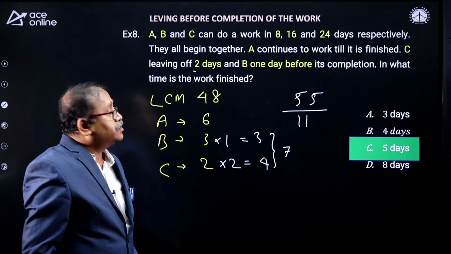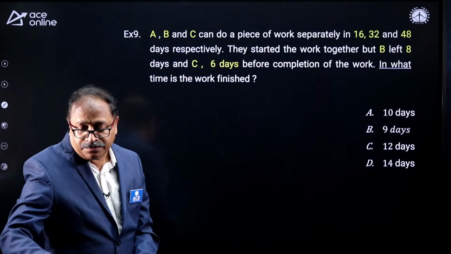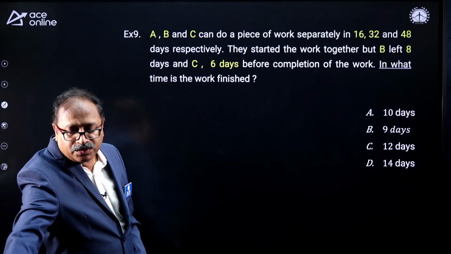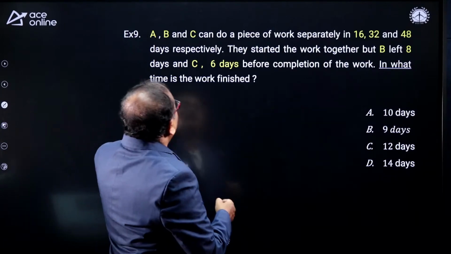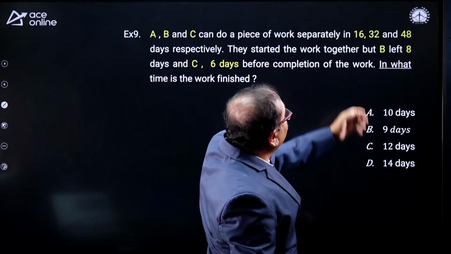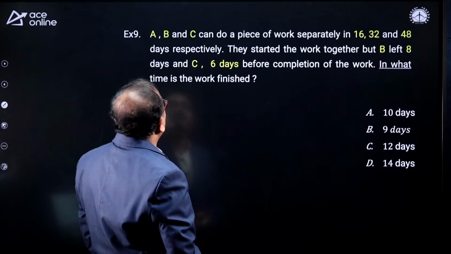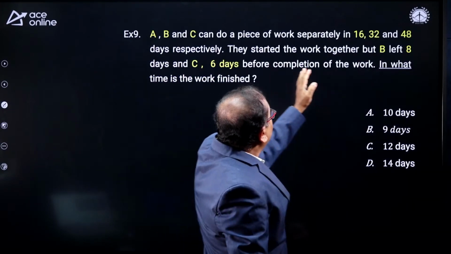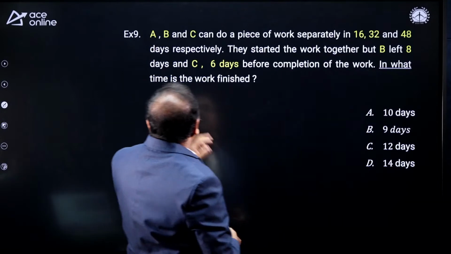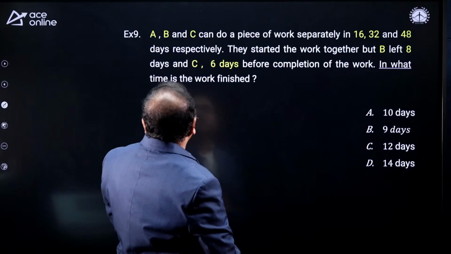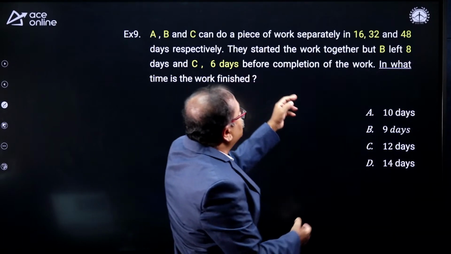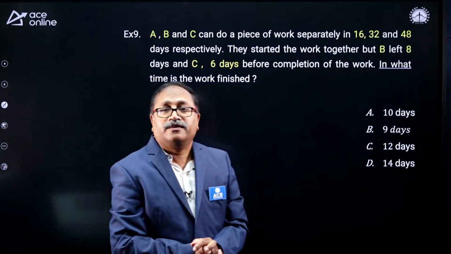Moving to the next part. That's a similar type of question. And what is said here? A, B and C can separately complete a work in 16, 32 and 48 days respectively. They started the work together and B left 8 days and C left 6 days before completion of the work.